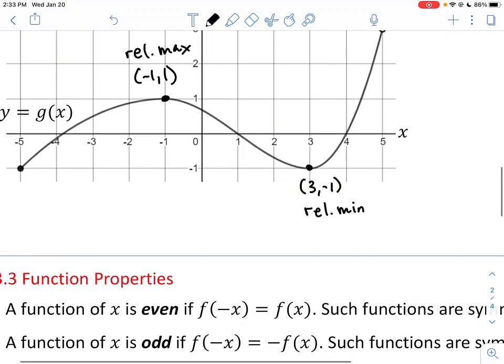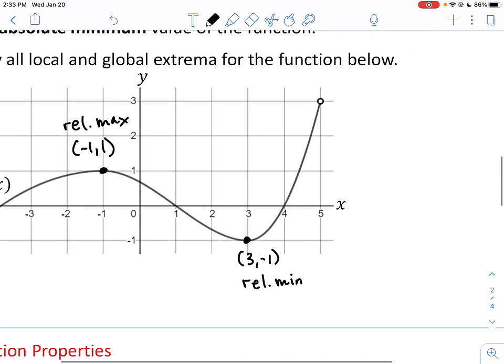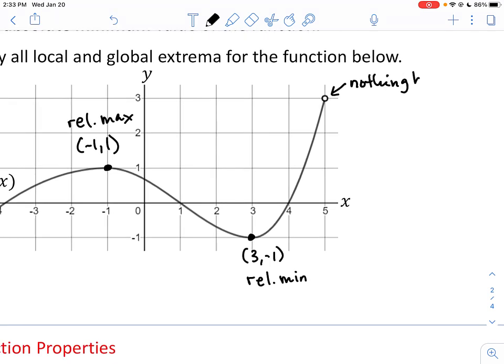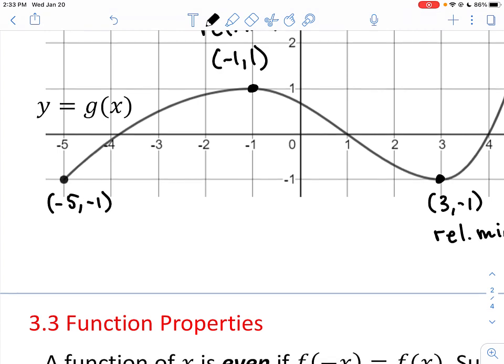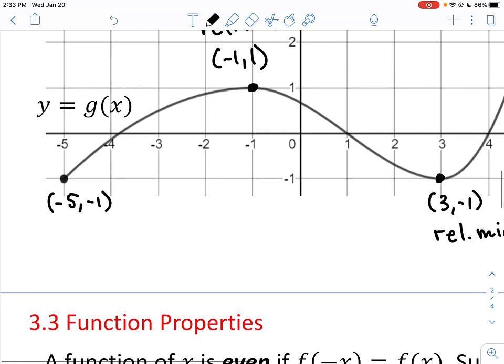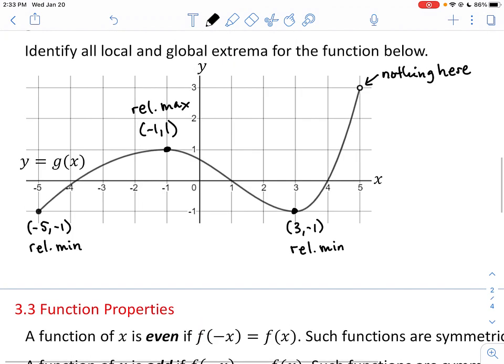We can also analyze the endpoints if they are included. Now let's look at this endpoint here first. There's nothing here. There's no point. There's no y-coordinate. Therefore, we cannot call that point a relative max or a relative min. There's just nothing there. But over here, we have a solid included point. It's at the point -5, -1. And there is no graph over here on this side of it. So it is the lowest point of all the points in its neighborhood. So endpoints, if they're solid, can also be considered relative maximums or minimums. In this case, this is a relative min. And that's all of the relative extrema for this particular function.